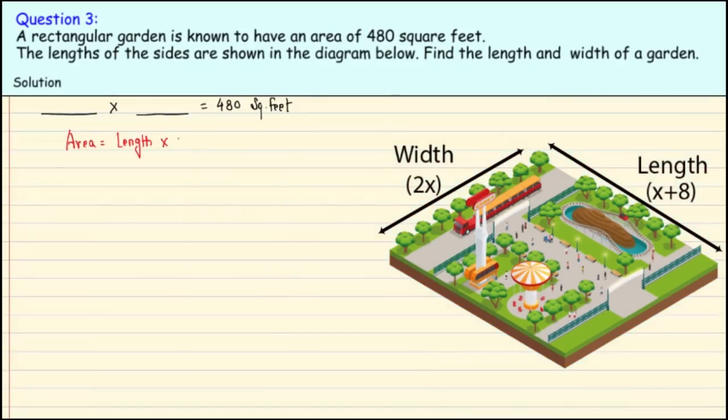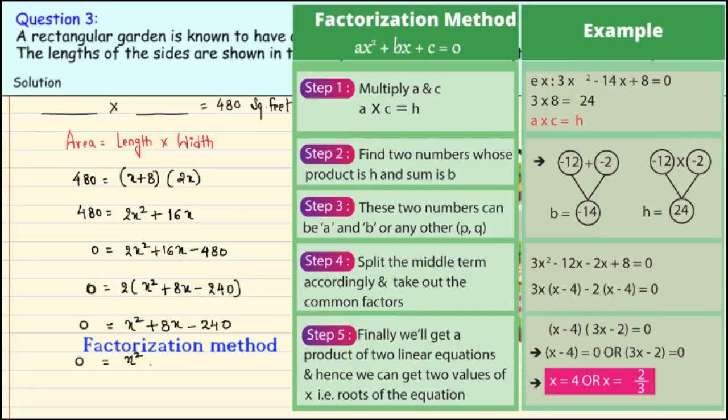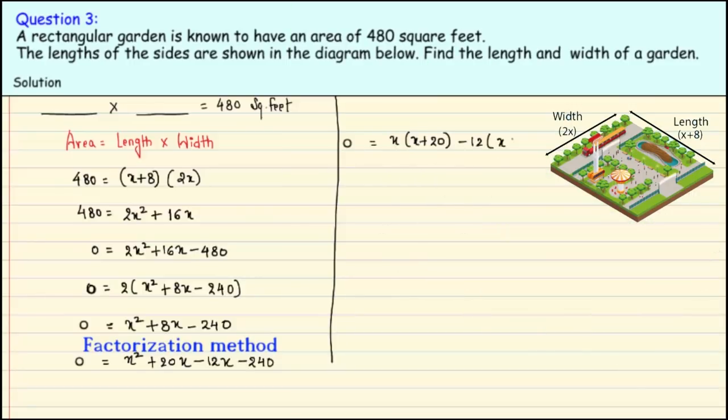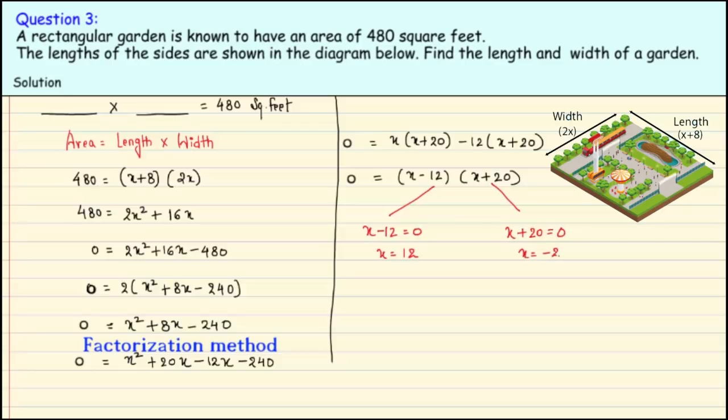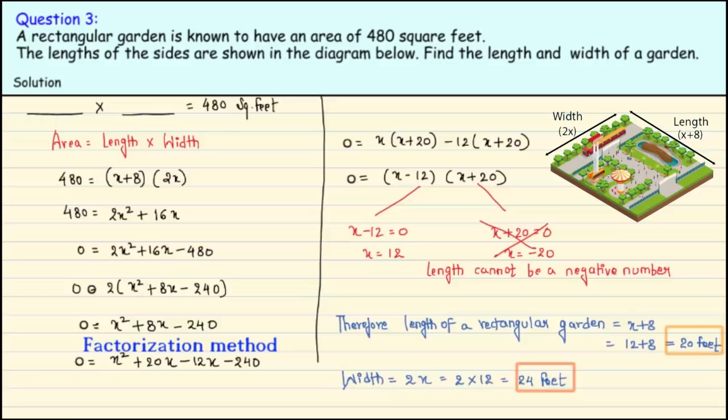So, area equal to length into width. By substituting the values, on solving this, we will get here we are using the factorization method. x equal to 12, x equal to minus 20. We cannot use x equal to minus 20 since we are looking for a length and this is a negative number. Therefore, the length of the rectangular garden is 20 feet and the width is 24 feet.